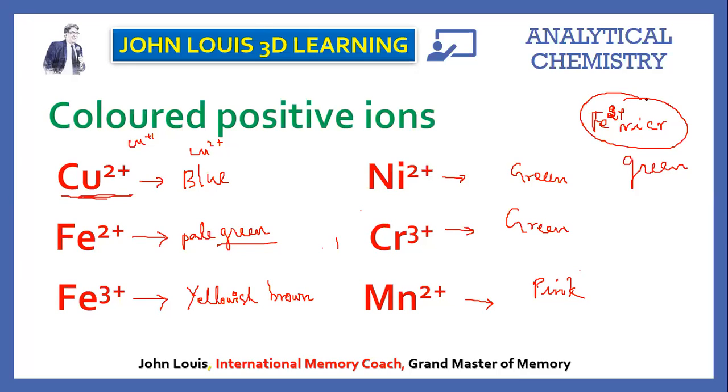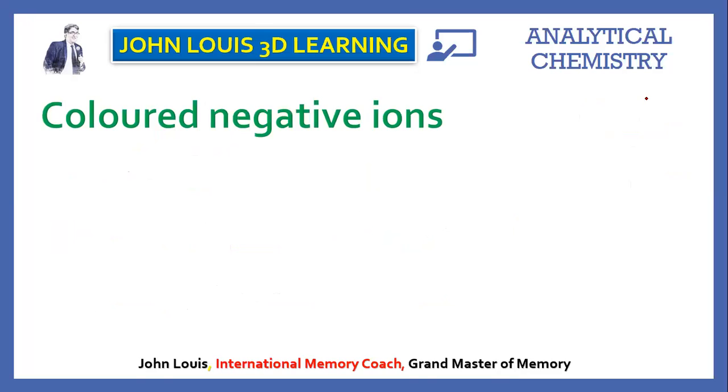Now, some of the negative ions are also colored, but we don't have them in our syllabus. We are going to find out only positive ions in our syllabus. How to identify the negative ions is not there in our syllabus, but at least we should know the colors of some of the negative ions. Can anyone tell me what is the name of this one? MnO4 minus 1.